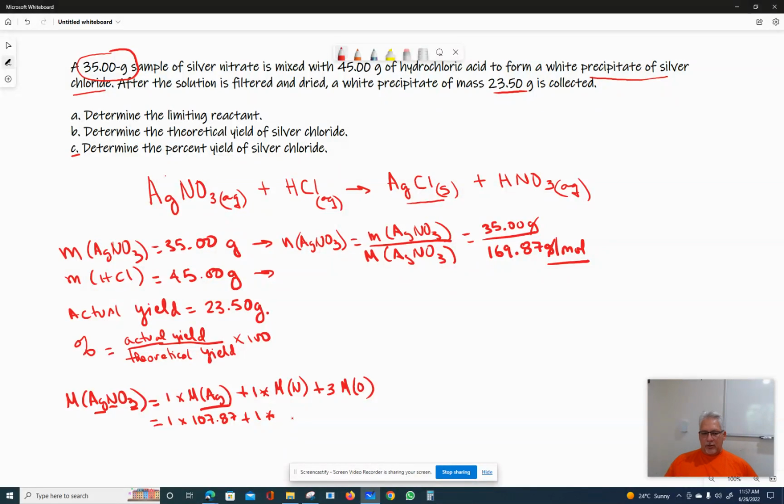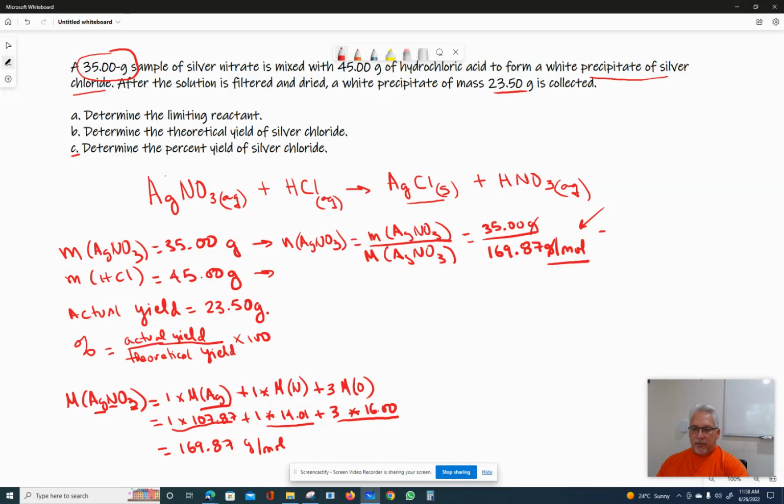The atomic mass of nitrogen will be 14.01, and the atomic mass of oxygen that I'm going to use will be 16.00. Just multiply 1 times 107.87, the same number, plus 14.01, and 3 times 16. The answer that I got is 169.87 gram per mole. That's why I calculated this one at the bottom.